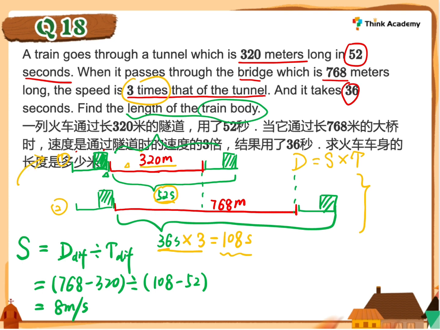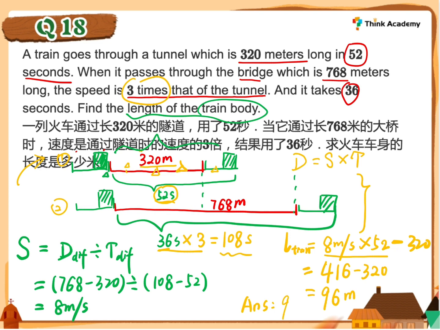If I want to take it into the first condition, then the distance will be speed 8 meters per second and the time is 52. And then this is the distance. Okay. And we know the distance that the train traveled actually is the length of the tunnel plus the length of the train itself, right? So the length of the train equals the distance minus the length of the tunnel, right? So minus the length of the tunnel, you can get the answer. This is the length of the train. Okay, so when you do this, it is 416 minus 320, you can get the answer actually is 96. Okay, it's meters. So your answer will be 96 meters. Okay, that's all. See you in the next question.